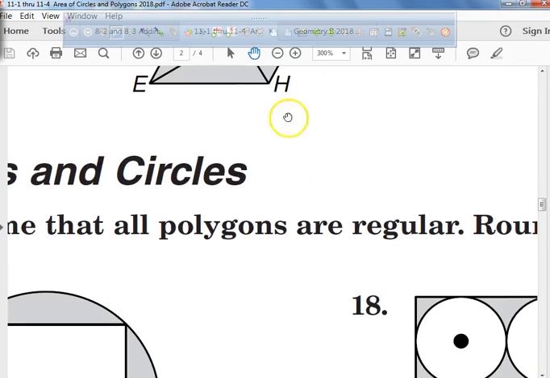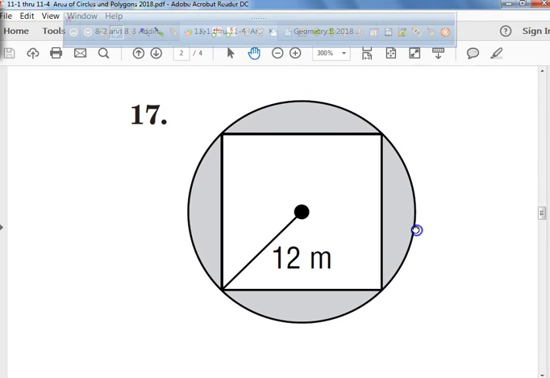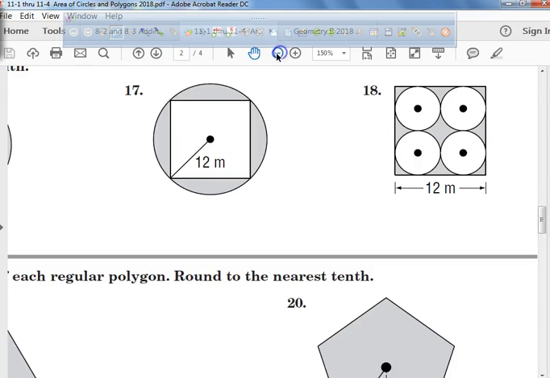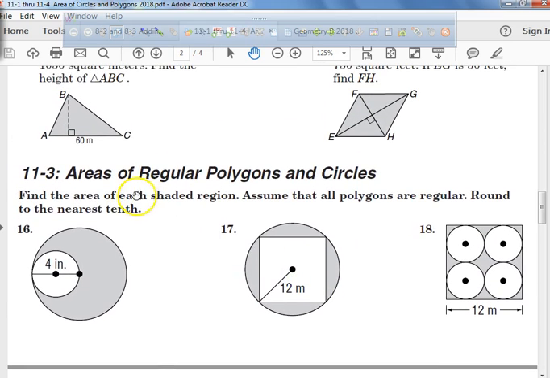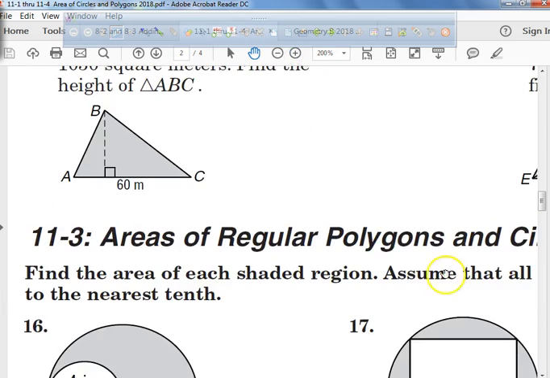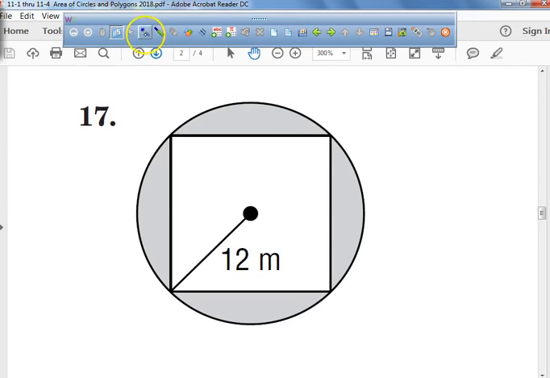All right, here we go. By the way, what I'd like to do is put problem number 17 in your journal. It's the last problem we're doing today. In case you're wondering what we're trying to solve for, we are going to solve for the area of each shaded region. So right now we're going to solve for the shaded region of number 17.